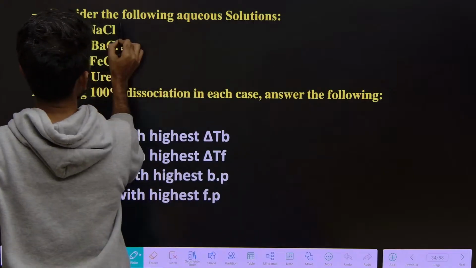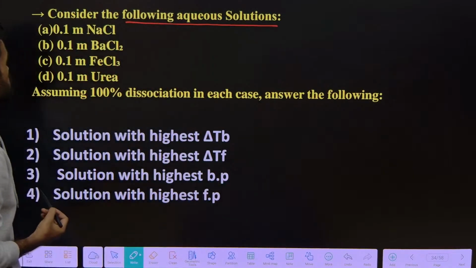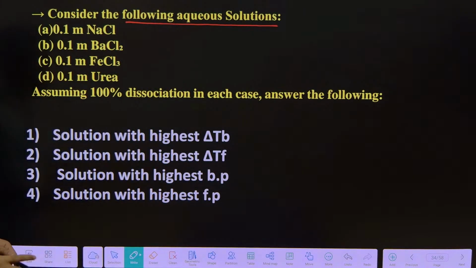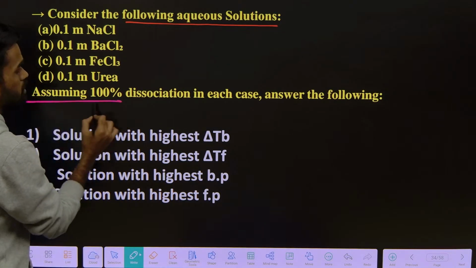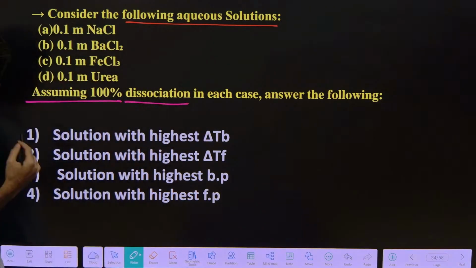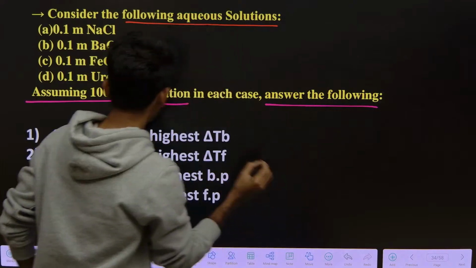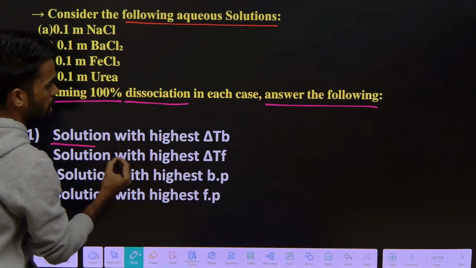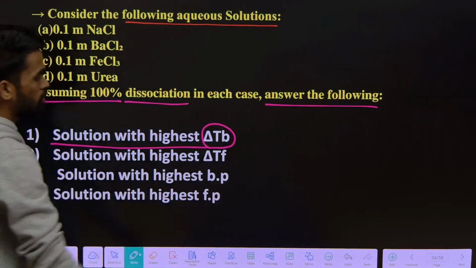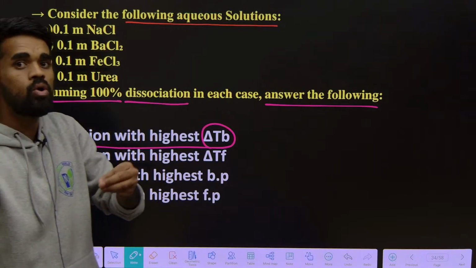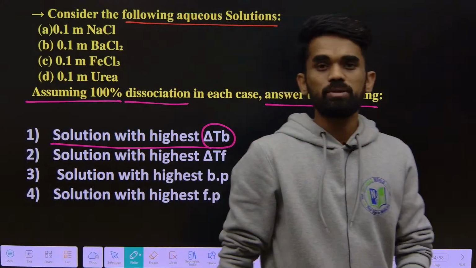Consider the following aqueous solutions. These are 4 aqueous solutions given, and assume 100% dissociation in all these cases. Consider all of them undergoing 100% dissociation if they are electrolytes. Then answer the following: the solution with the highest delta Tb. Tell me which solution will have the highest elevation in boiling point.